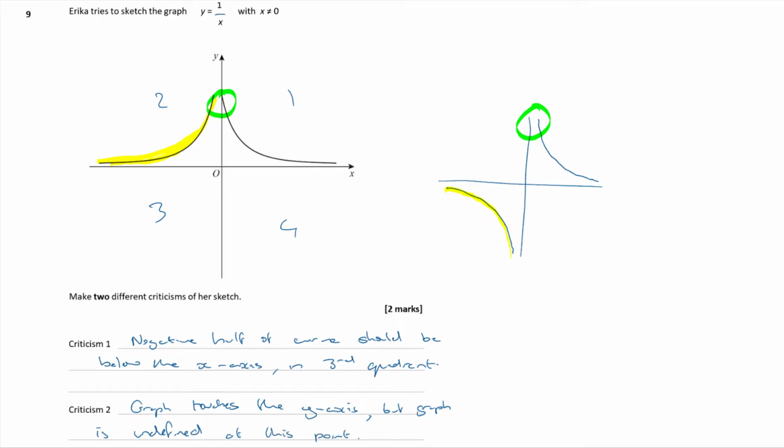Okay, so the graph touches the y-axis, but the graph is undefined at this point. At the point where x is 0, this graph is essentially infinite, isn't it? It's going to be flying off to infinity. So we say it's undefined at that point. We don't really like dividing through by 0. It's why this bit here was excluded in the first place, so avoiding the fact that we don't want to divide by 0 and get an infinite solution.